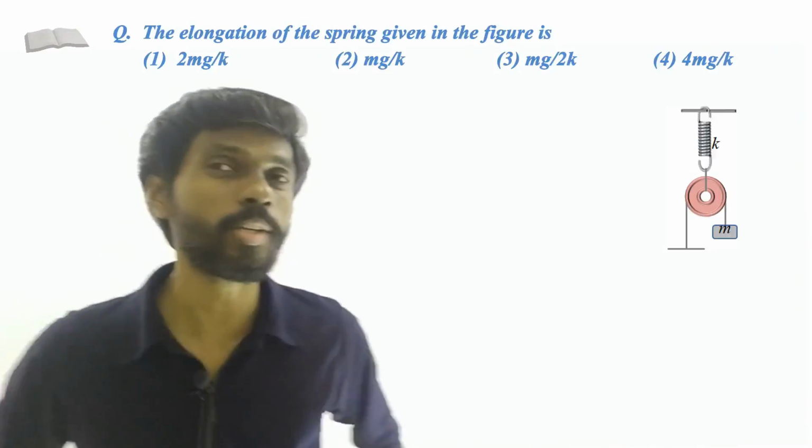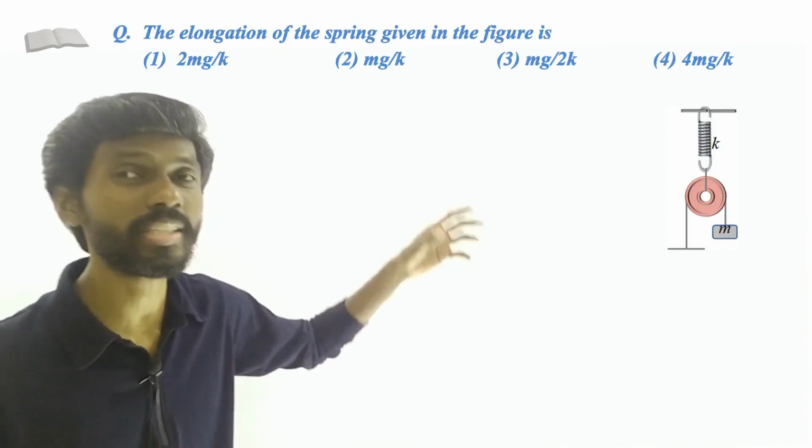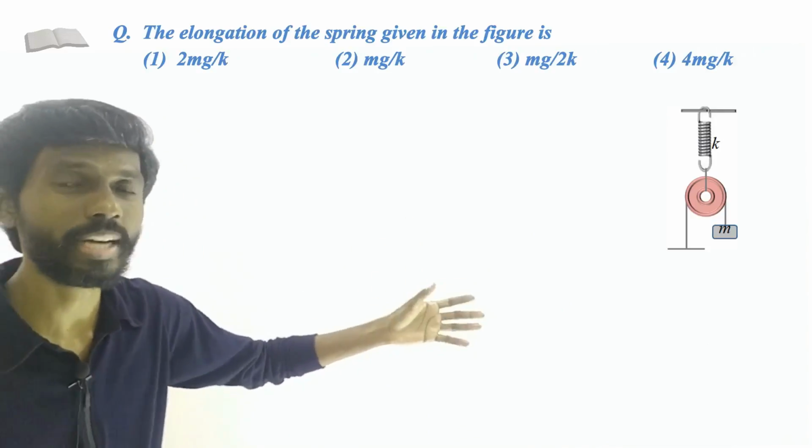Here a spring is connected to a pulley and a block is attached to a string, and some setup is given. We have to find the extension in the spring in the equilibrium position, right? Yes, now what are the forces acting on the block? Let us find one by one.